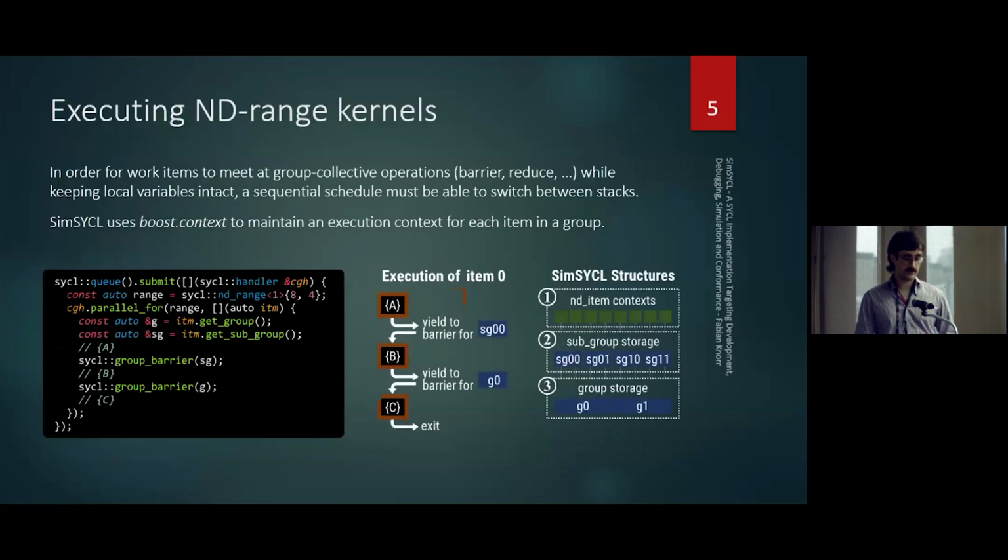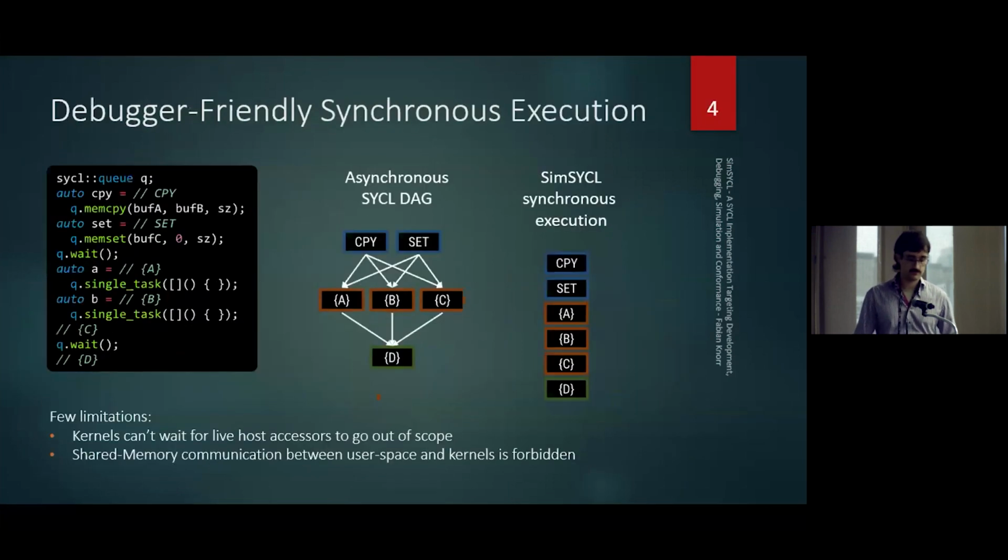So now let me stay at this slide for a second. What we do here in order to execute kernels is that we simply turn the parallel for that you write in SYCL into a sequential for. For a simple parallel for kernel, that's pretty trivial. You just iterate over the entire range and execute the kernel function for every item.